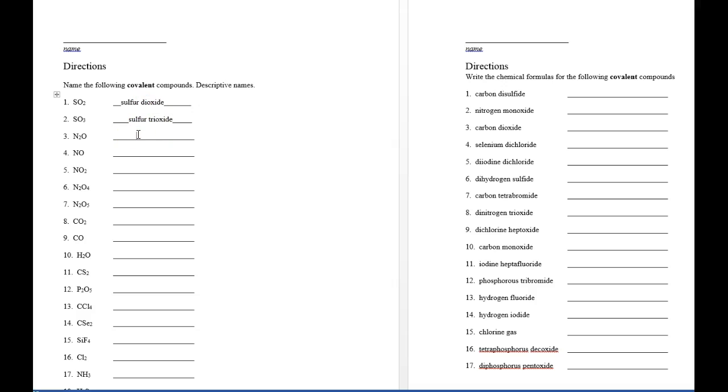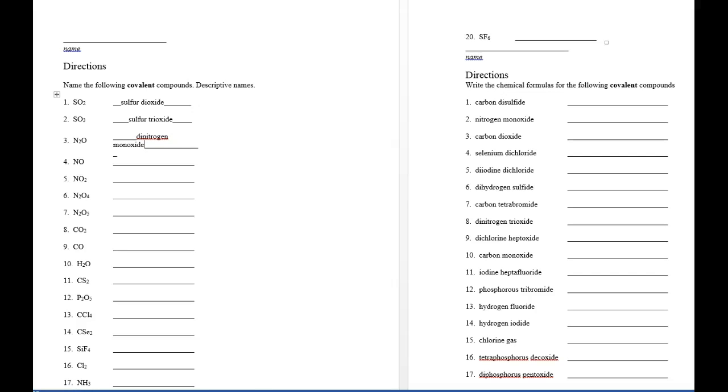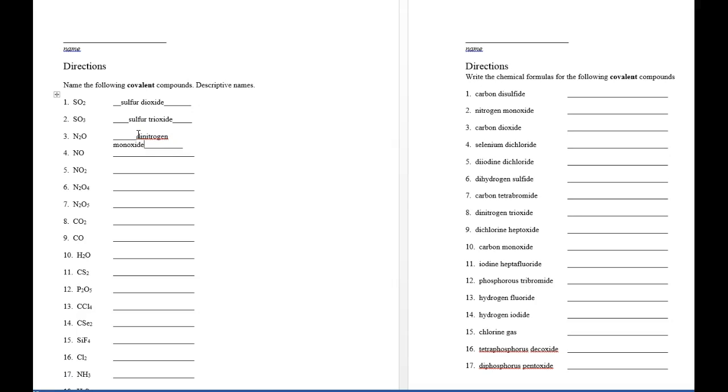What about the third one? What do I do when I get to where I have 2 on the second, on the number 3? It's covalent. So now I have to use a prefix. So this would be nitrogen monoxide. Okay, so in the second one I have to put the mon in front of it.